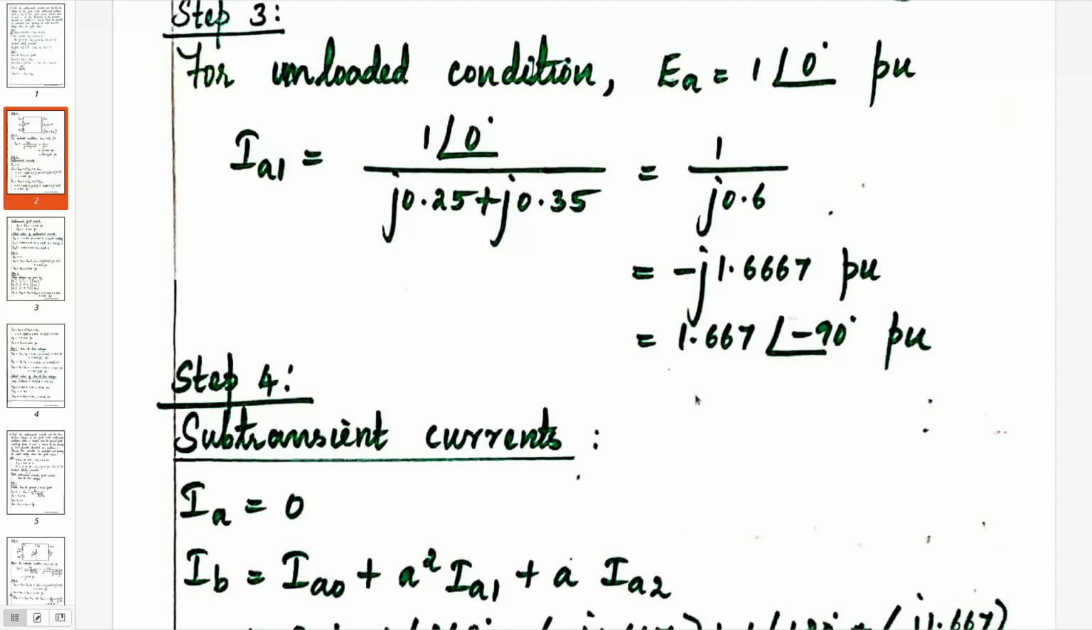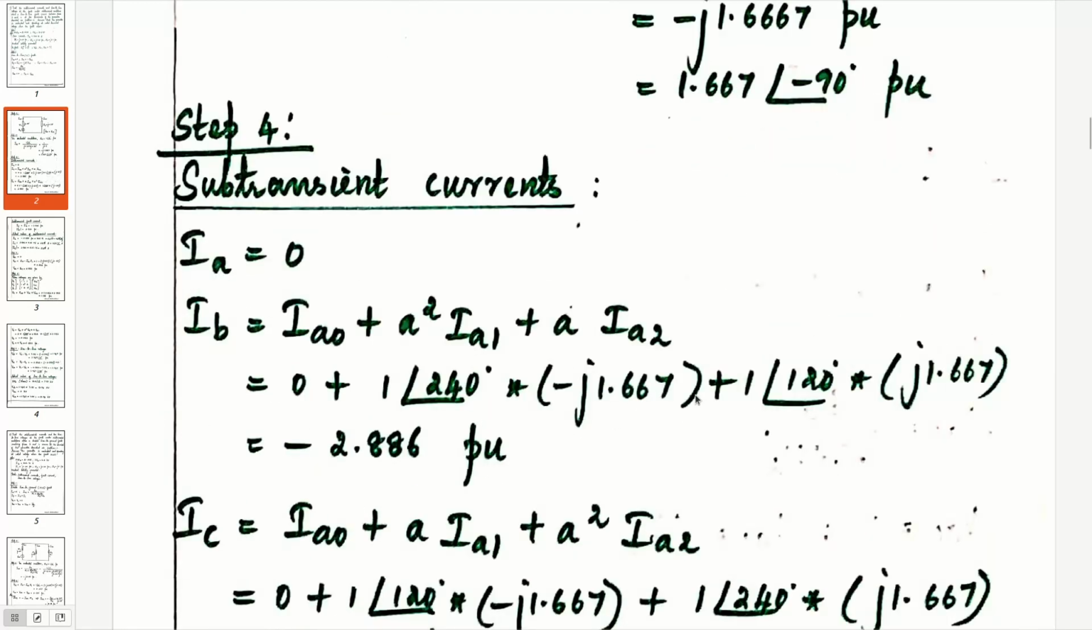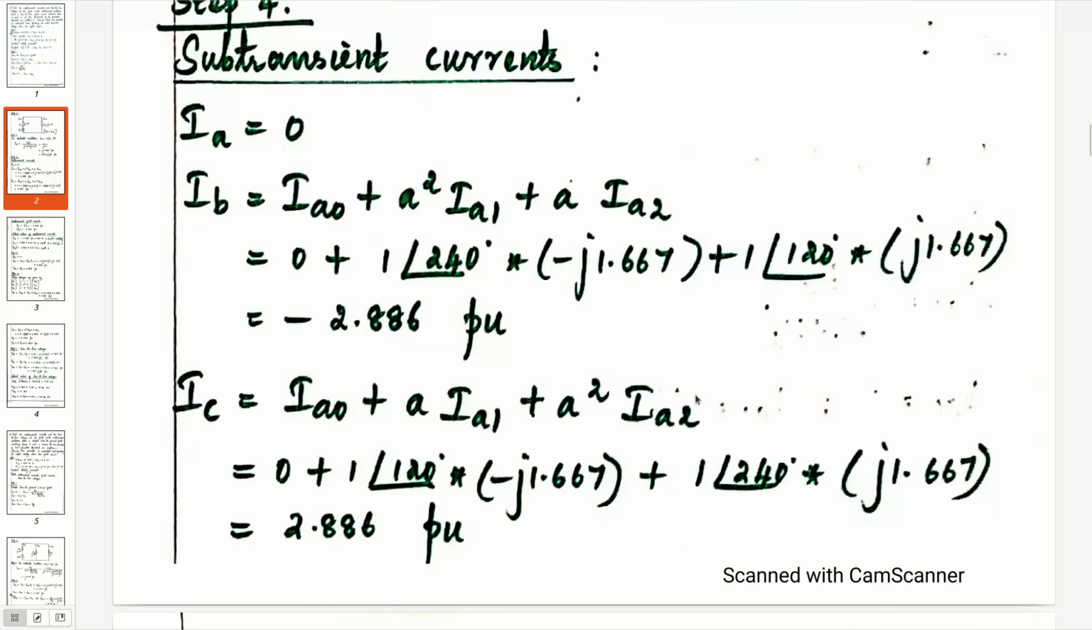The next step is to find the subtransient currents. As soon as the fault occurs, the machine goes into the subtransient state. The currents at the generator terminals as well as the fault current during that state are called the subtransient currents. In the first problem, it was a single line to ground fault and the generator was unloaded, so we had IB and IC equal to 0. That is why we didn't find IB and IC in the subtransient current calculations. IF is equal to IA, so we calculated only IA and took it as IF.